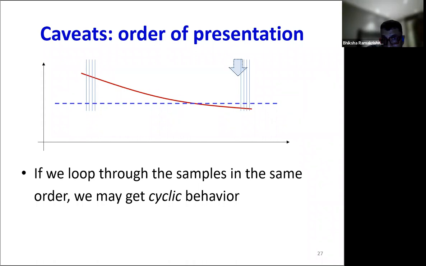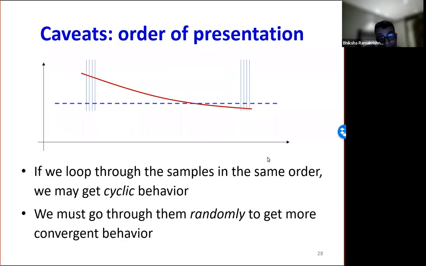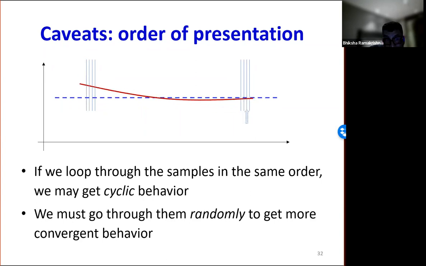So how would you fix this? Anyone? Shuffle the training data, right? So what you really want to do is randomize the order. You have to go through them randomly to get more convergent behavior. So you might want to pick something over here, you did push it down here, but the next time you adjust something on the other side. And so if you randomly pick your training samples, then you're not going through the data in the same order and you're not going to get cyclic behavior.